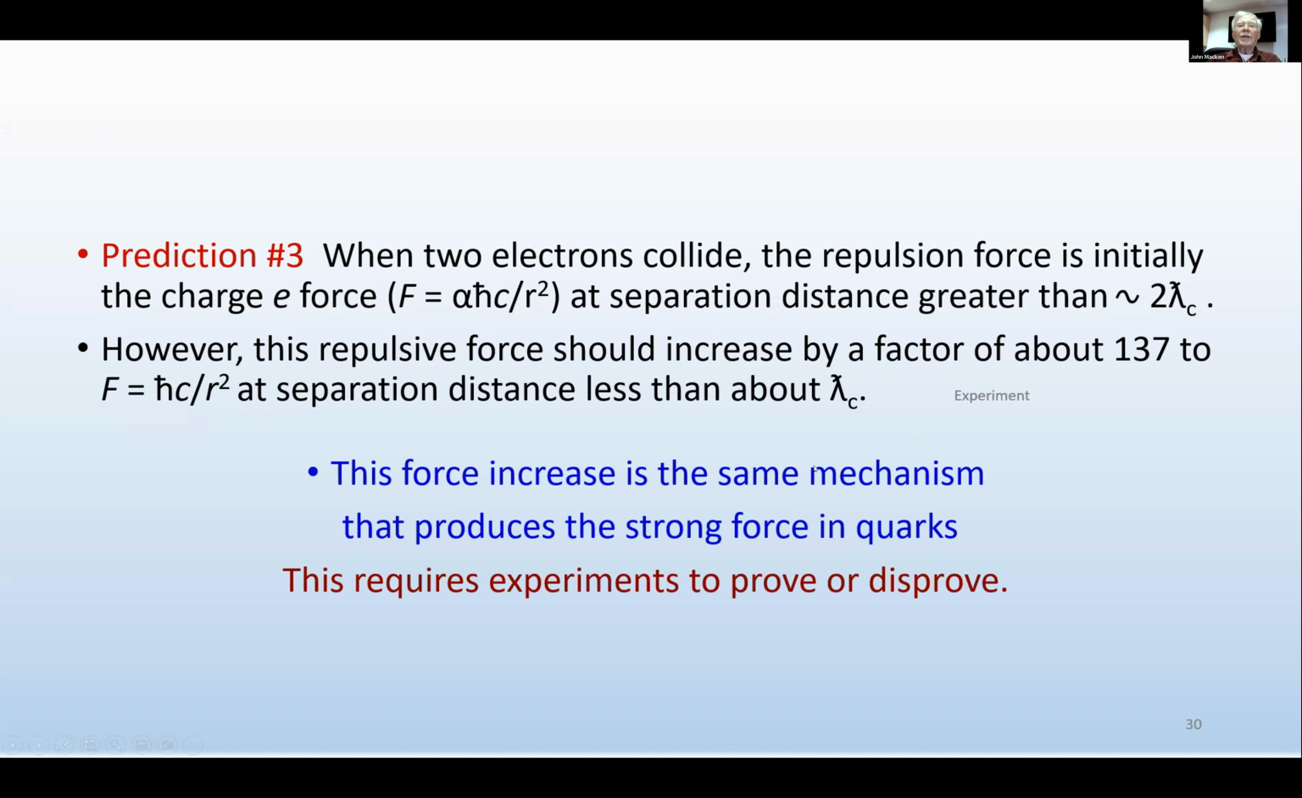This force increase is the same mechanism that produces the strong force in quarks. I haven't gone into the strong force, but the same model generates the strong force, and there's a residual effect that electrons have that then begins to show up when the two electrons are colliding at closer than this distance.